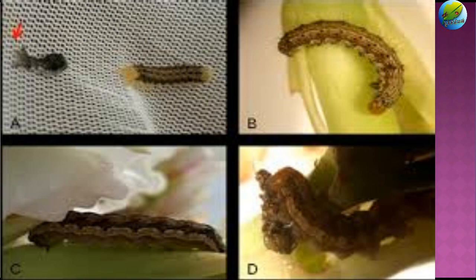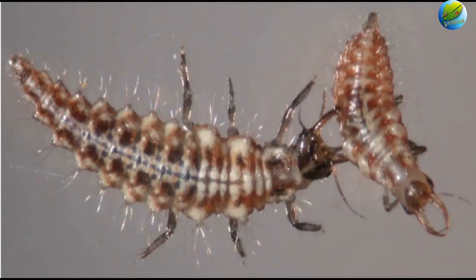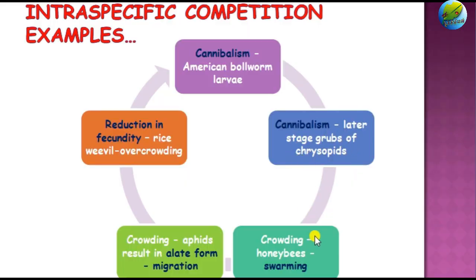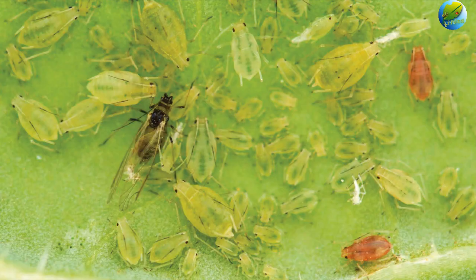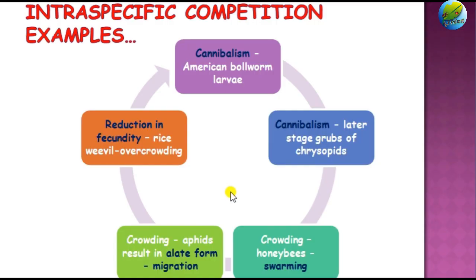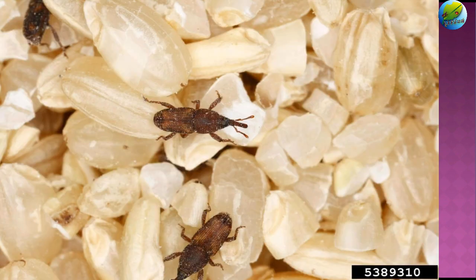Cannibalism also happens in the later stage grubs of chrysopids, as these later stage grubs feed on their own eggs. In case of the honeybees, when there is overcrowding, the population tends to swarm from one place to another. In case of aphids, when there is a crowd, it results in the formation of the alate form or the winged form, which leads them to migrate from one place to another. And in case of the rice weevil, when the population is more and overcrowding happens, the fecundity rate or the egg laying capacity decreases, by which the intra-specific competition is avoided.